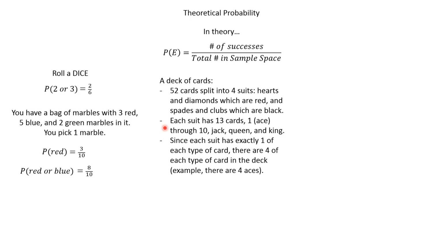And then since each suit has exactly 1 type of card, and there's 4 suits, there are exactly 4 of each kind of card in the deck. For example, there's 4 aces, 4 twos, 4 threes, 4 kings, things like that.